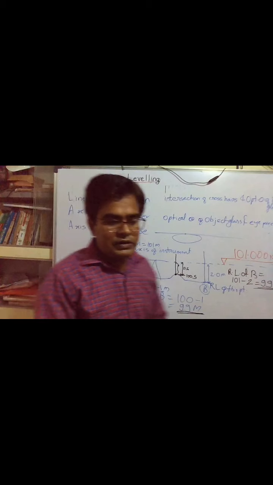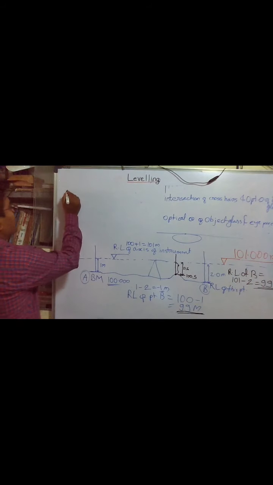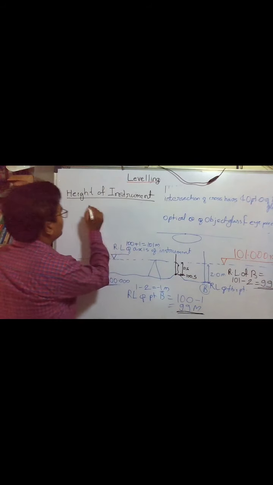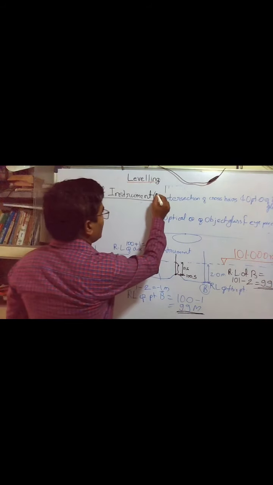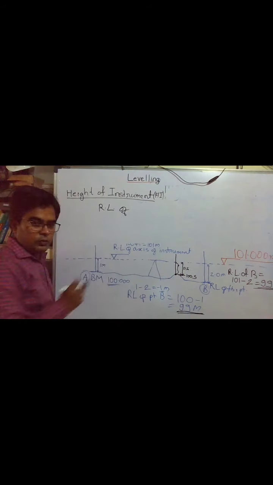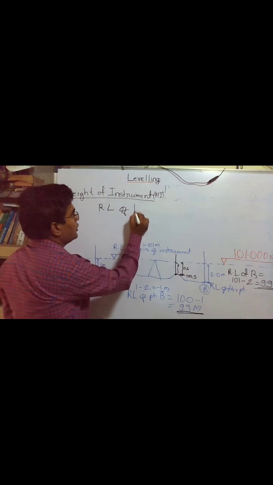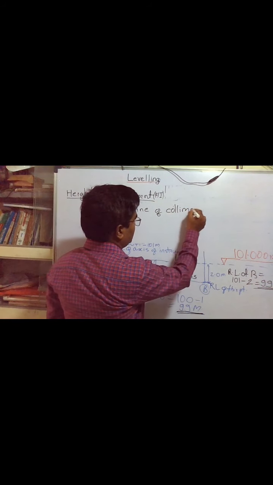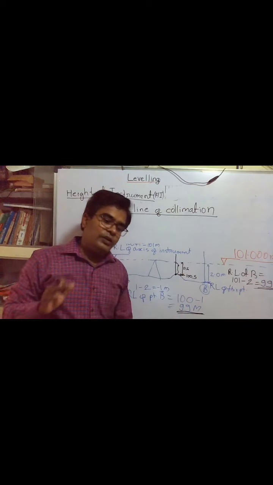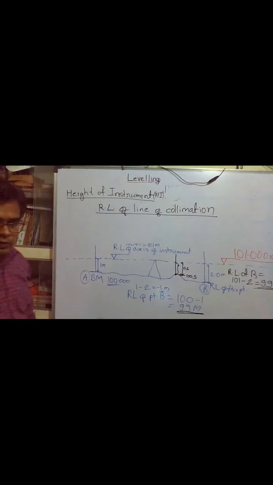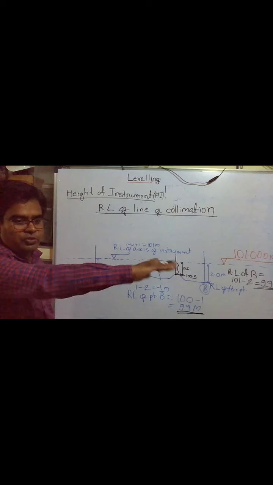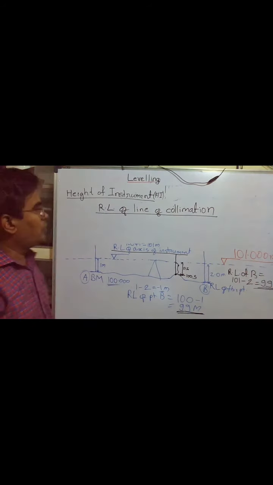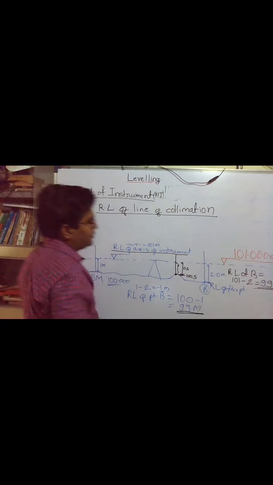I have to discuss some definitions with you. Height of instrument, also called HI. What is height of instrument? It is the RL of the line of collimation. When the instrument is perfectly level, the line of collimation becomes perfectly horizontal, and the RL of this line of collimation is called height of instrument.